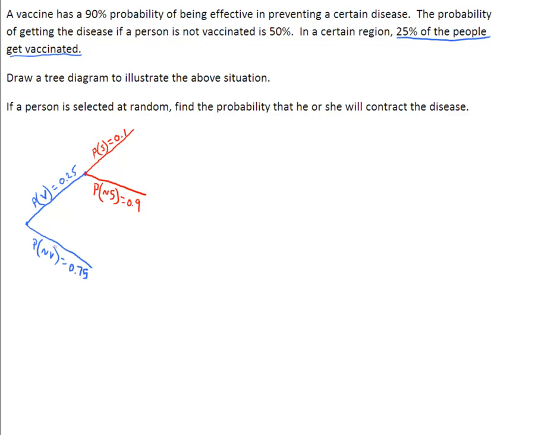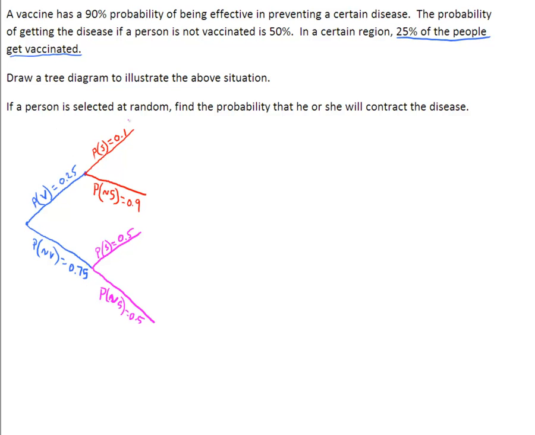So now we're looking at the people who did not get vaccinated. If you don't have the vaccine, there is a 50% chance of getting it. So the probability of getting sick without the vaccine is 0.5, and the probability of not getting sick is 0.5. And so now we can really figure out, is there any point in getting the vaccine?